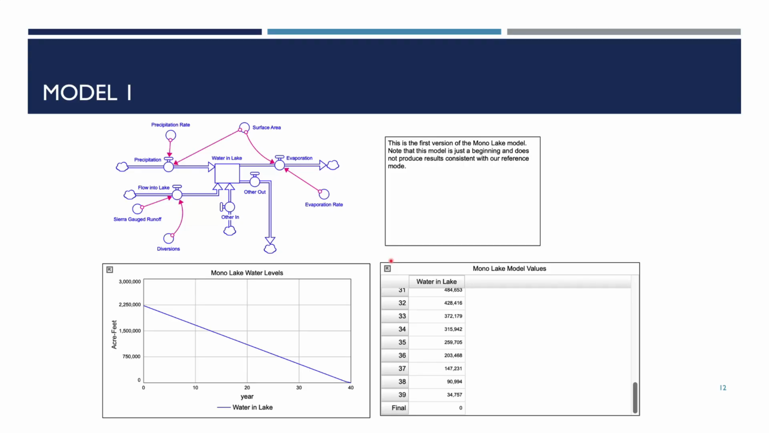And this particular model results in 3 inflows and 2 outflows, really 2 principal inflows. Precipitation, which in this case means precipitation directly onto the lake, and then flow into the lake from local streams, which is called Sierra gauged runoff. There's another small other in, which is relatively quite small relative to the other 2 inflows. And similarly, the other out is very, very small next to evaporation, which is the main outflow in this model.